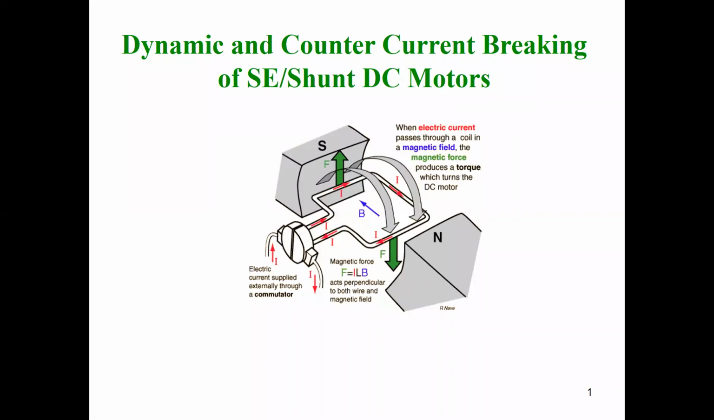Today, inshallah, we'll discuss the dynamic braking and counter current braking of the separately excited or shunt DC motors. Last lecture, we stopped at the regenerative braking. For the previous classes, we described the speed control, starting, and regenerative braking of DC motors. And today, we will continue the remainder of the braking methods, which are dynamic and counter current braking.